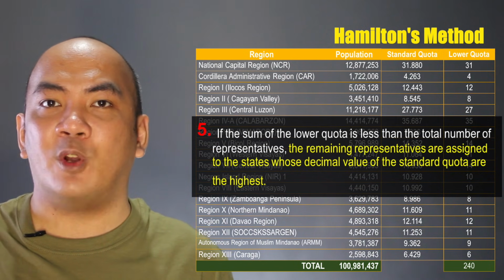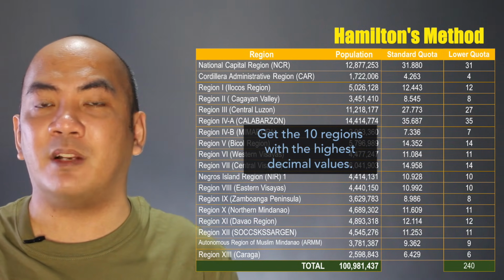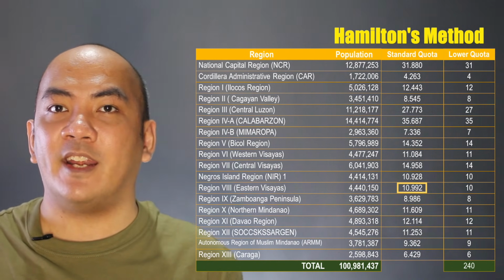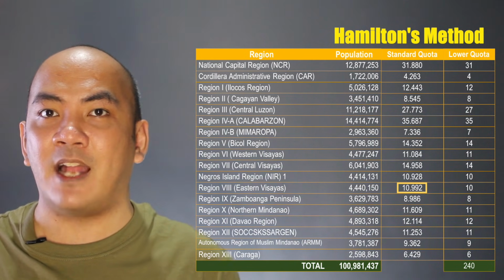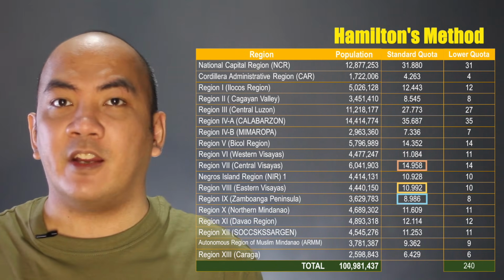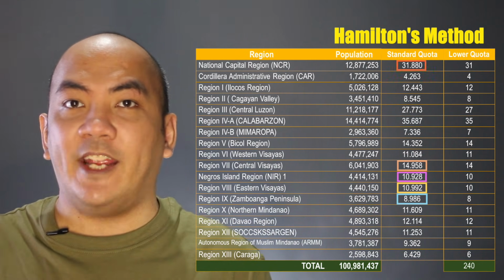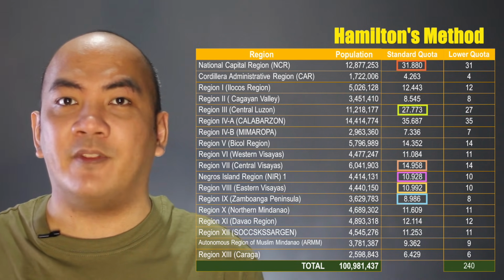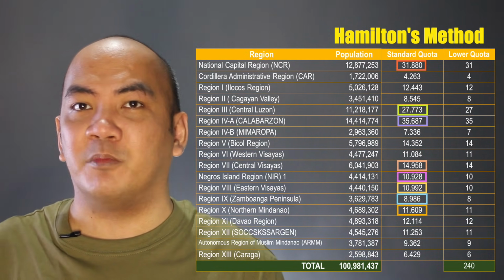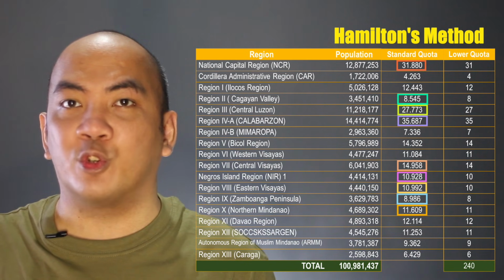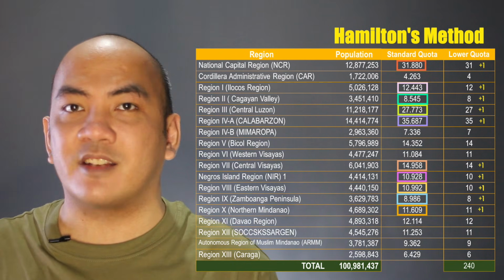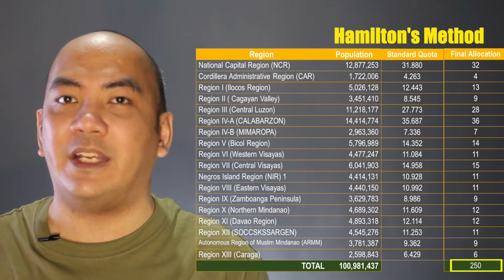Since 10 representatives have no assignment yet, the 10 regions with the highest decimal value in their standard quota will receive 1 extra seat, in which in this case we have 0.992 from Region 8 as the highest decimal value, followed by 0.986 from Region 9, 0.958 from Region 7, 0.928 from NIR, 0.880 from the NCR, 0.773 from Region 3, 0.687 from Region 4A, 0.609 from Region 10, 0.545 from Region 2, and 0.443 from Region 1. They will all receive 1 extra seat, so our sum of allocation is now 250.